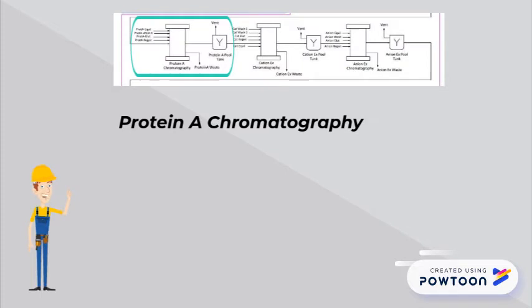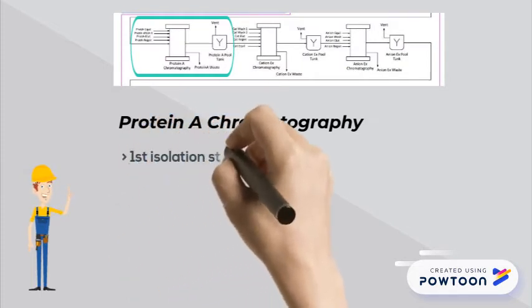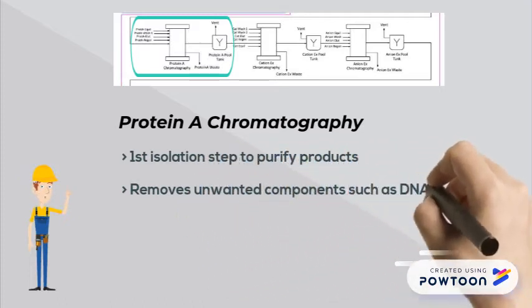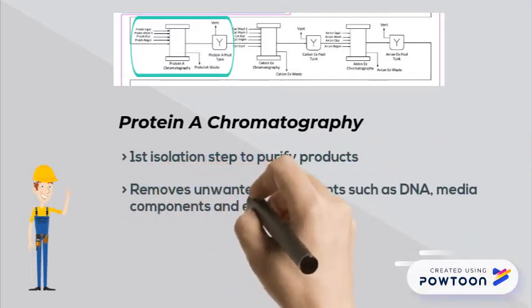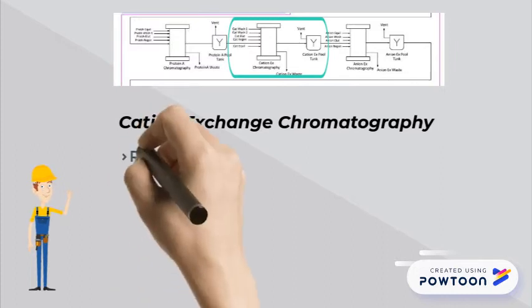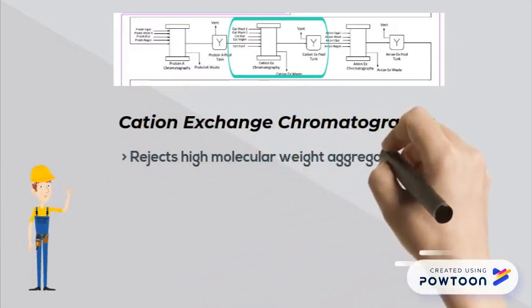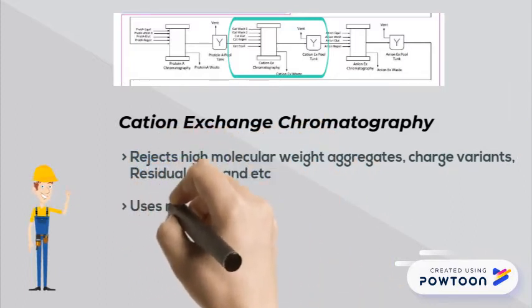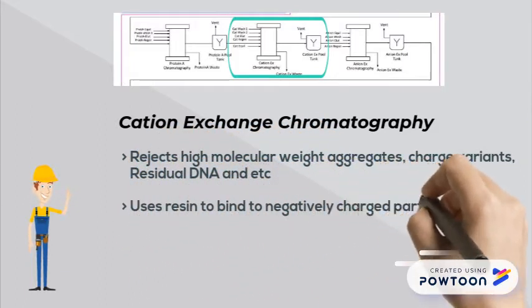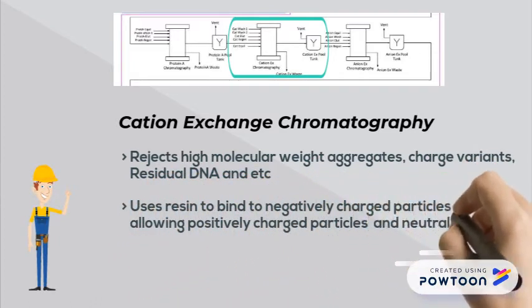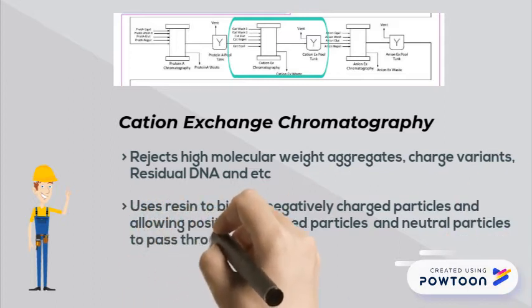Protein A chromatography acts as the first main isolation step for the product and isolates the monoclonal antibody through affinity chromatography. It is useful in eliminating host cell DNA, media components, and endogenous viral particles. Cation exchange chromatography is used to reduce high molecular weight aggregates and host cell proteins. Cation exchange uses positively charged resin to bind to negatively charged particles and product while positive and neutral particles pass through. This process will require around 1.5 days.